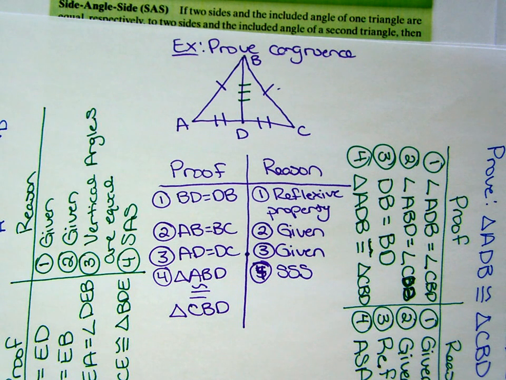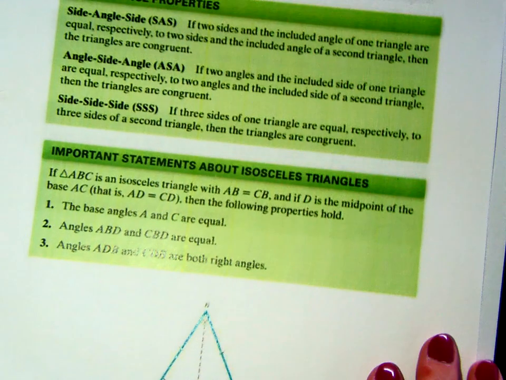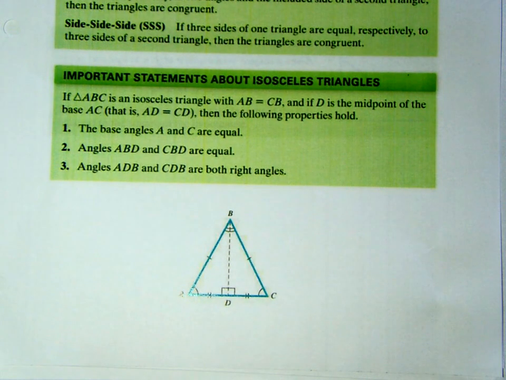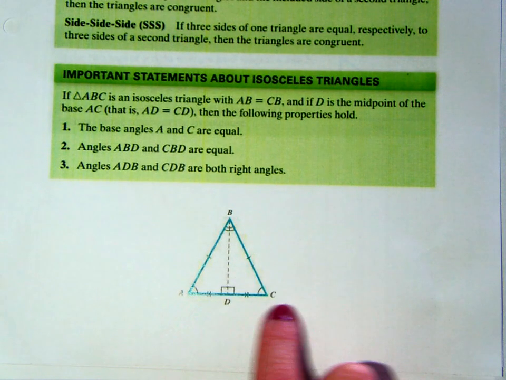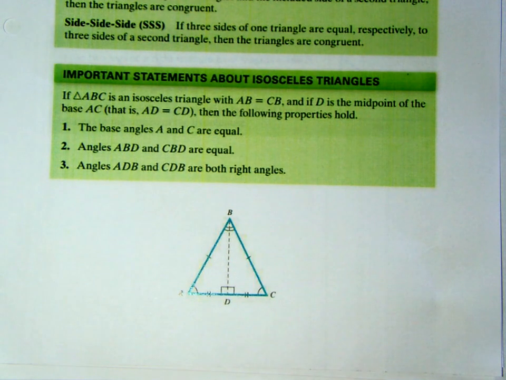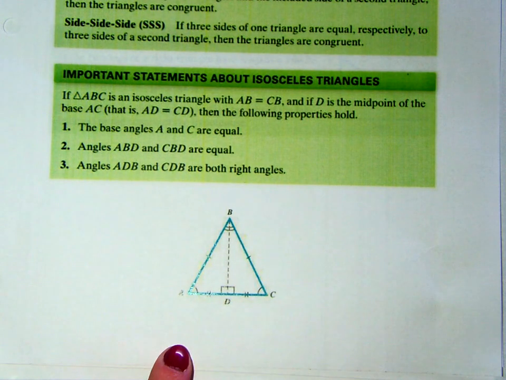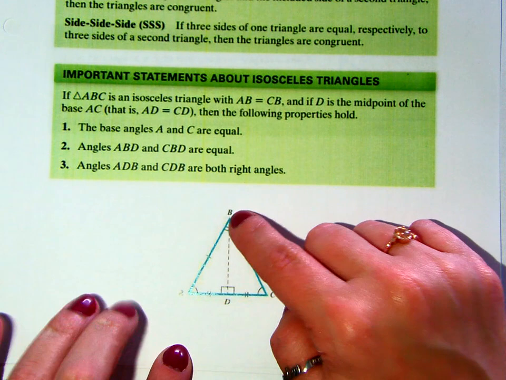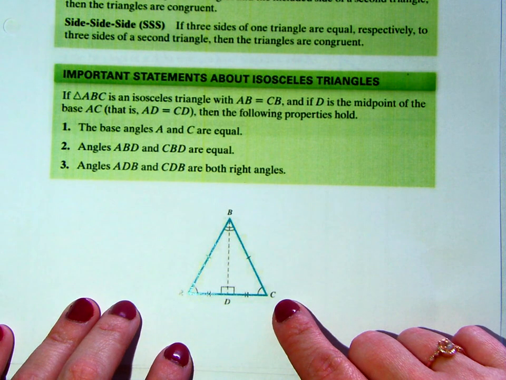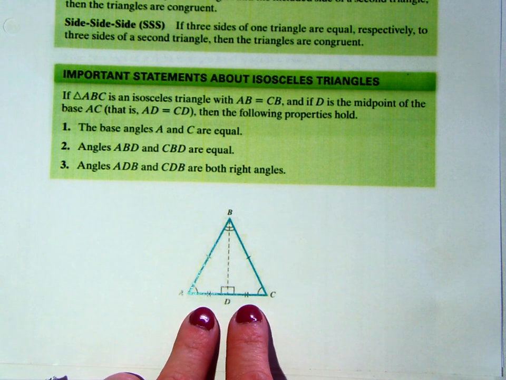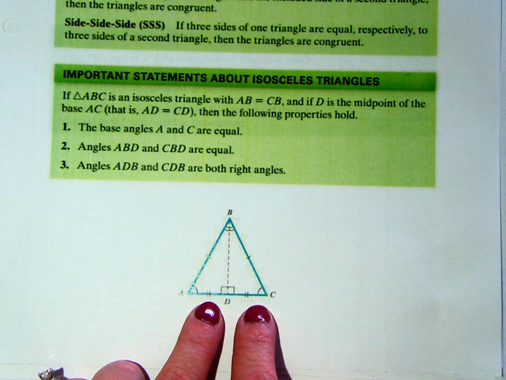Okay. Here's some important things about isosceles triangles. Isosceles triangles are the triangles where two sides have the same length. It's these two right here, and this bottom one would have a different measure. So if you have an isosceles triangle, which is the big one, ABC, then that means that AB equals the same measure as CB. And if D ends up being the midpoint of our base, then we can say confidently that these two sides are the same. And after that, we can make a lot of conclusions.